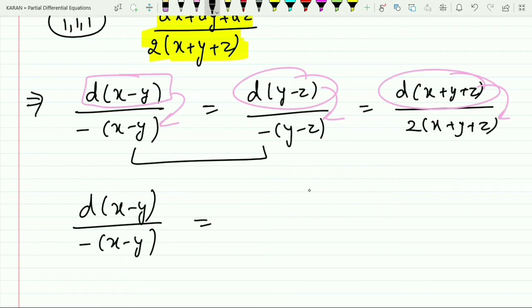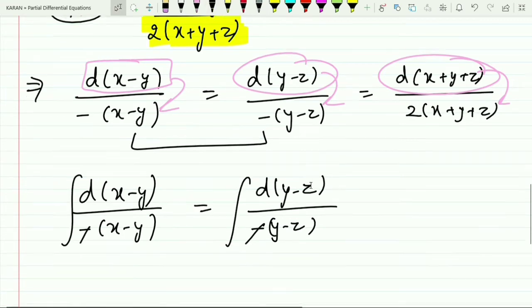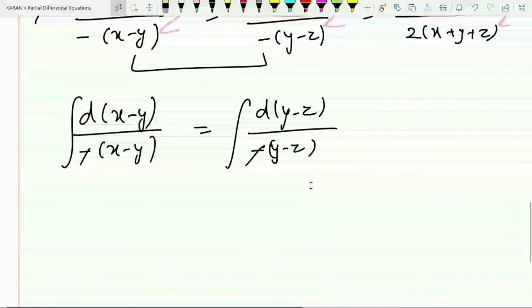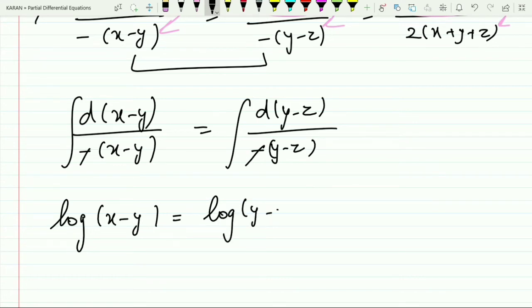So just integrate them. So that is minus y minus z, and the minus will get cancelled out. Now if you integrate this, the function is in the denominator and the derivative is in the numerator. So if you just integrate with respect to x, what you will get? This is nothing but the log of x minus y, and it will be equal to log of y minus z plus some log of c1, where c1 is an arbitrary constant.